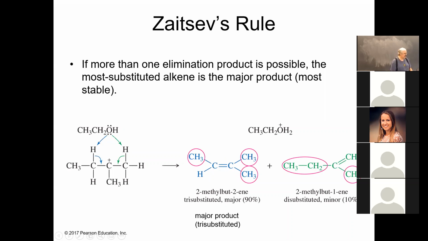Since 2-methylbutene is more substituted, it is the major product. Experimentally, this is formed in 90% yield, and the other one, the minor product, is 10% yield. The first one is tri-substituted, and the second one is di-substituted. So the more substituted alkene will be the major product. You can see that we get both of these products, but we can predict which one is going to be the major product.